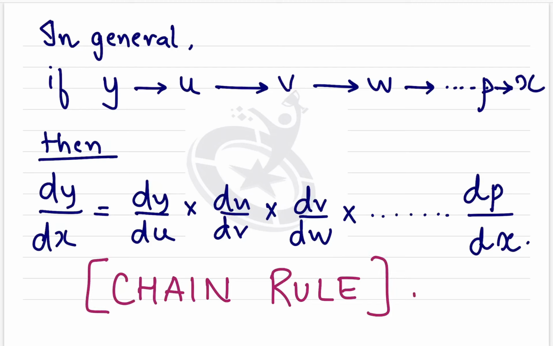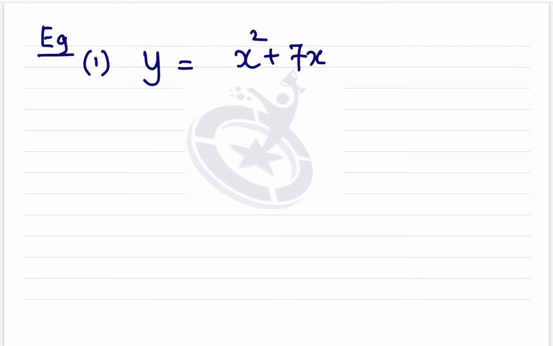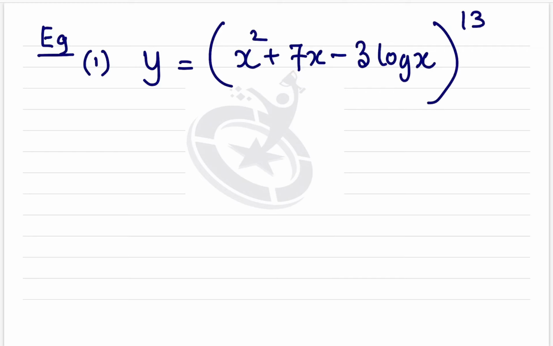Now let's take a few examples so that you understand this concept very well. So suppose I take one example. So we take some numerical examples. Suppose you have y is equal to x square plus 7x minus 3 log x the whole raised to 13. And they say find dy by dx. So how do you solve this now? So here you got to check the function first. What is the basic function and what basic formula you apply here?